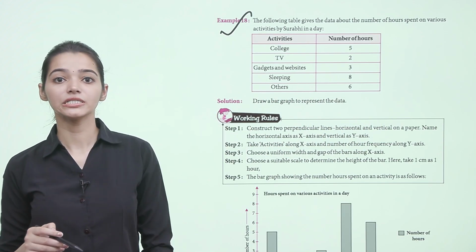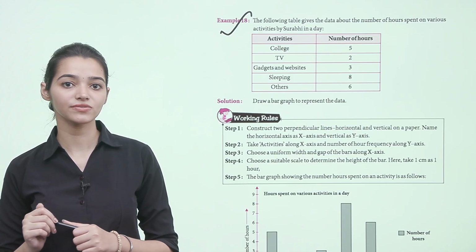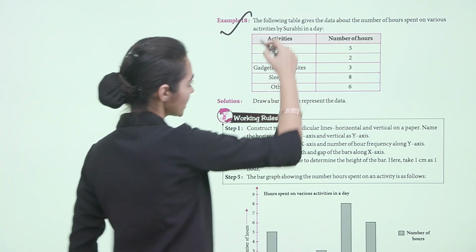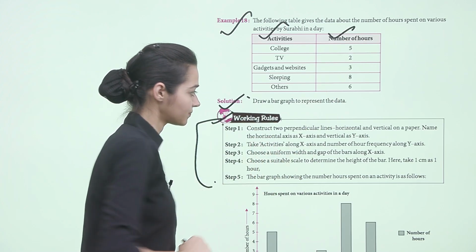Here's our example number 18. The following table shows the data of the number of hours spent on various activities by Saurav in a day. Here are the activities and the number of hours. How can we draw the data? Here are the working rules.